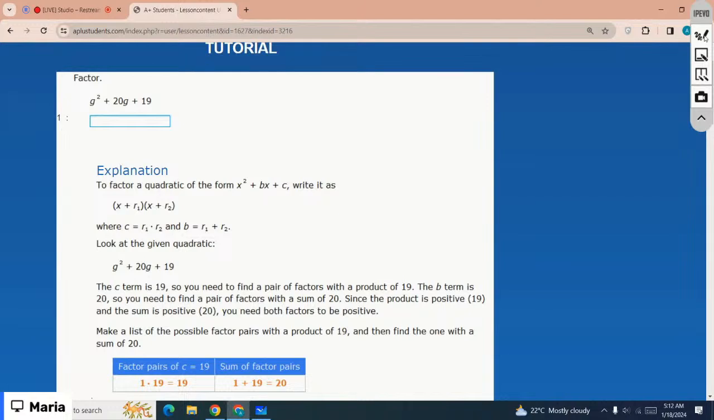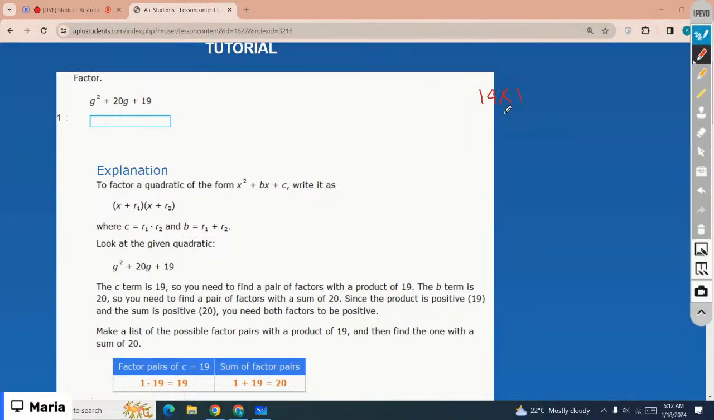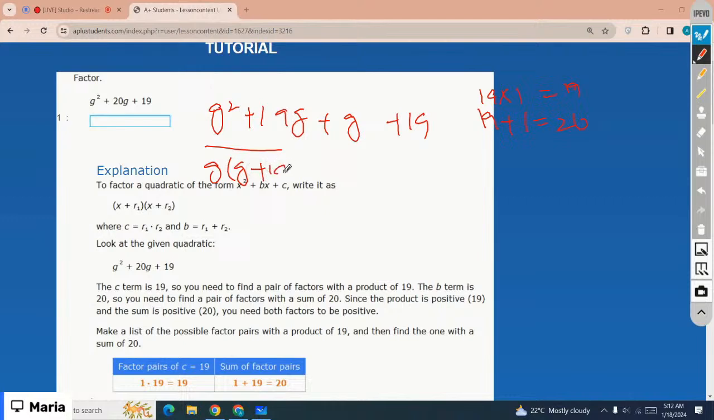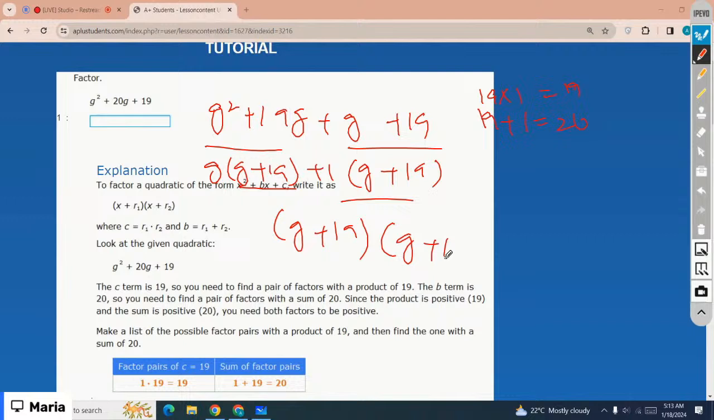So the two numbers whose product is 19 and whose sum is 20 are 19 times 1 and 19 plus 1, that makes 20, right? So that is g square plus 19g plus g plus 19, right? So from here you can take common g, you are left with g plus 19. From here you can take common 1 and you are left with g plus 19. So g plus 19 is the common factor and you are left with g plus 1. Got it?